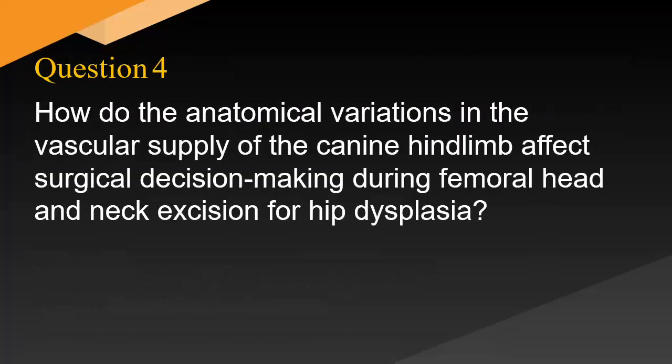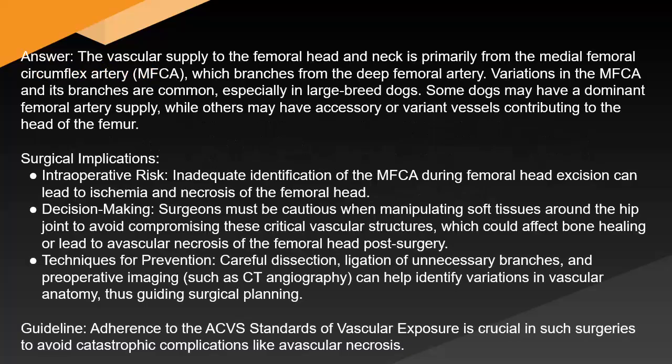How do the anatomical variations in the vascular supply of the canine hind limb affect surgical decision-making during femoral head and neck excision for hip dysplasia? Answer: the vascular supply to the femoral head and neck is primarily from the medial femoral circumflex artery, MFCA, which branches from the deep femoral artery. Variations in the MFCA and its branches are common, especially in large breed dogs.